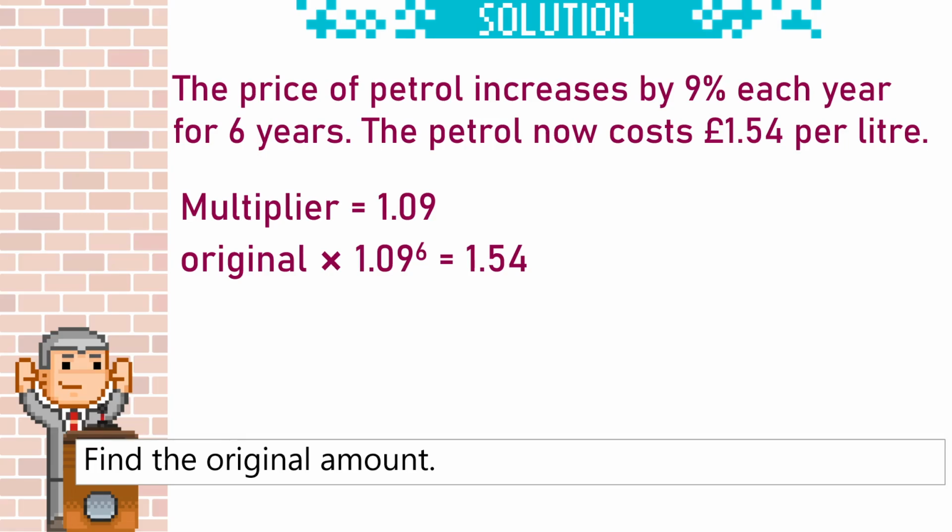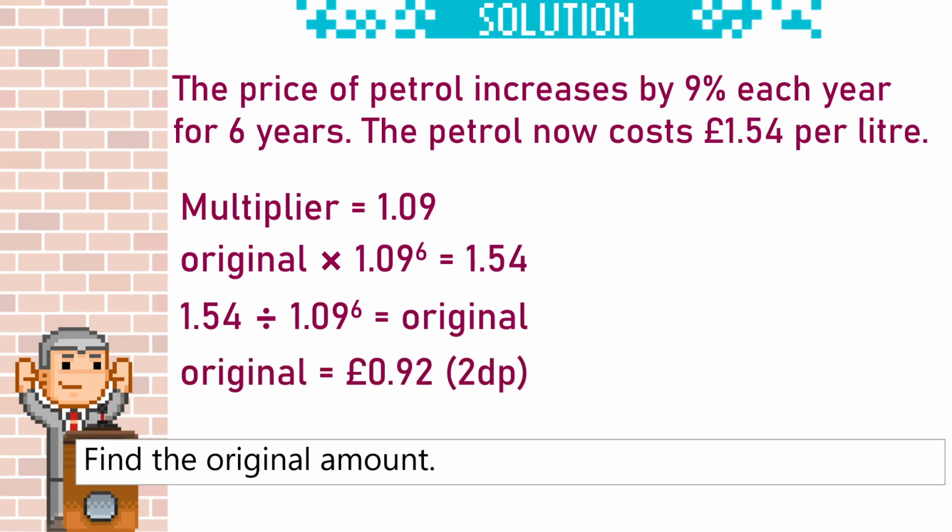Instead of timesing the original by 1.09 to the power of 6, we need to divide the 1.54, the final amount, by the 1.09 to the power of 6. When you do this, you find the original was £0.92 to 2 decimal places.